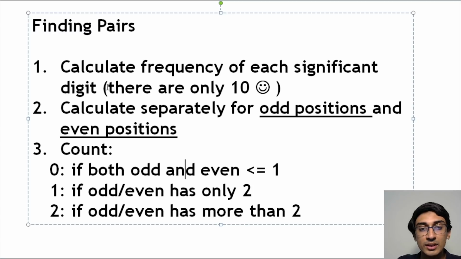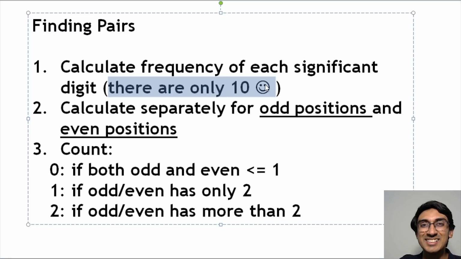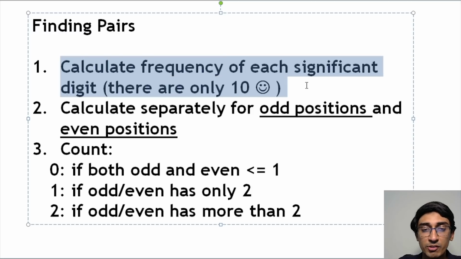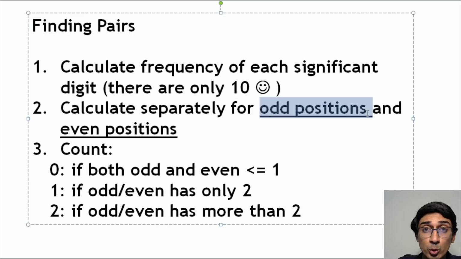One interesting thing you'll note here is that there are only 10 significant digits possible. You can have 0 as the starting digit, 1, 2, 3, and so on up till 9. You cannot have more than that. So the easiest way of calculating the frequency of each significant digit is simply by taking a list or an array of 10 elements, with the 0th index storing how many times 0 has occurred, the first index storing how many times 1 has occurred, the second index storing how many times 2 has occurred, and so on all the way up till 9. So you can calculate the frequency of each significant digit, and you can have 2 such frequency lists. One is for the odd positions and one is for the even positions.